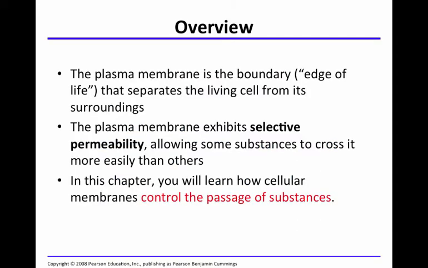Let's begin to discuss the plasma membrane and why it is important. It's called the edge of life, because it's the boundary that separates the living cells from their surroundings. What do we know about it? We know that this membrane is highly selective about what can cross it. So it's selectively permeable, okay? The plasma membrane is a selectively permeable membrane.